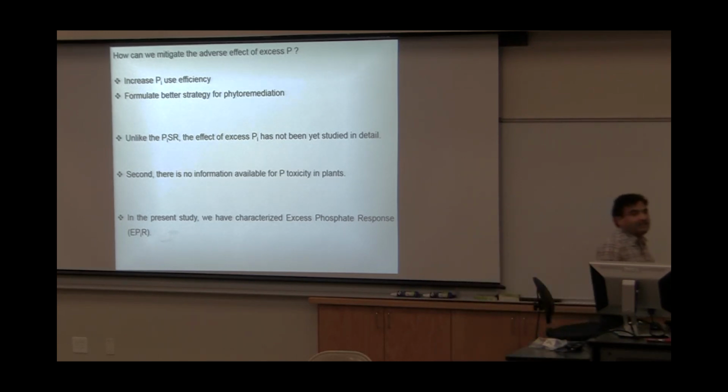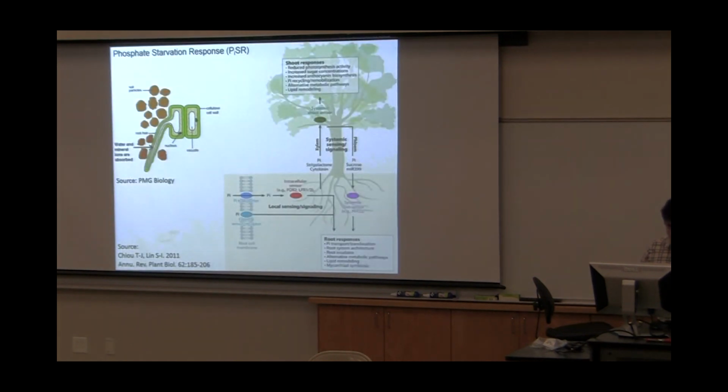So in the present study, we have comprehensively characterized the excess phosphate response in plants. We took Arabidopsis thaliana as a model system, and we studied EPR. Let's first look at the phosphate starvation response a little bit, because it helps as a reference.